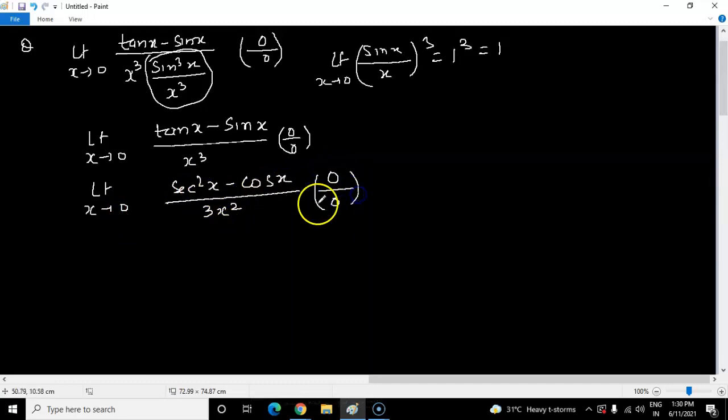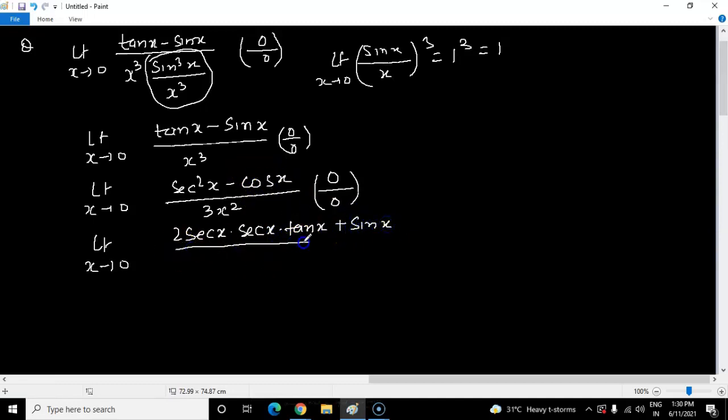This is also 0. So again if you differentiate, secant square differentiation is 2 secant x into secant x tan x, and the second differentiation is 2 secant square x tan x. Okay. Yes, I got it. Minus cos differentiation is plus sin x. Divided by 6x. Oh, okay. So yeah. Got it. Understood.